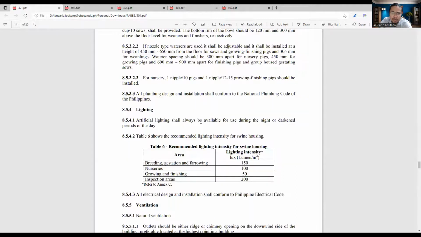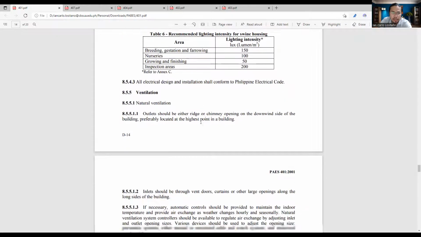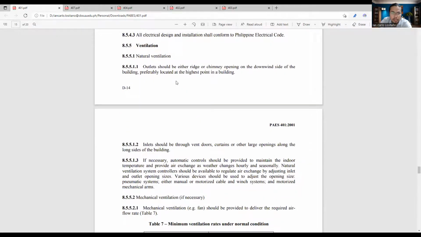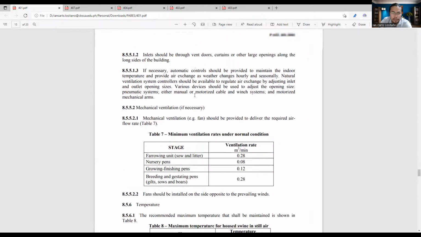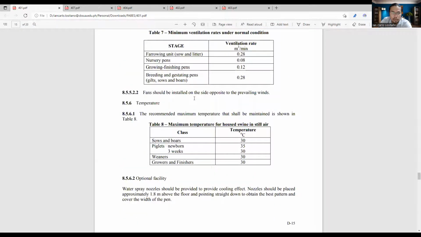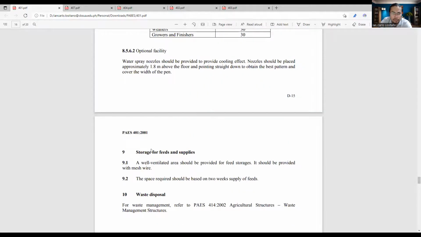Lighting is covered, but already part of electrification control systems. Ventilation is part of environmental control engineering, similar to mechanical ventilation. So done with the structural, you still have your optional facilities for storage. This could be accommodated to contain your feeds and supplies.